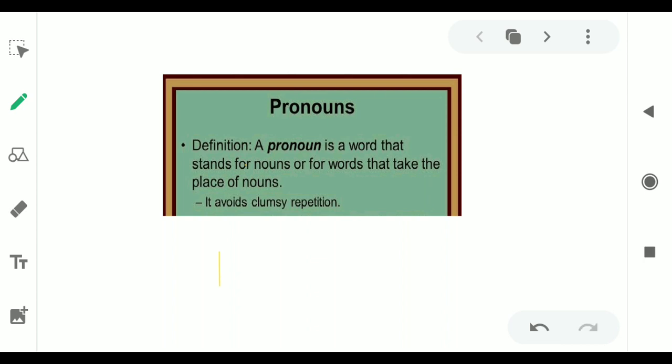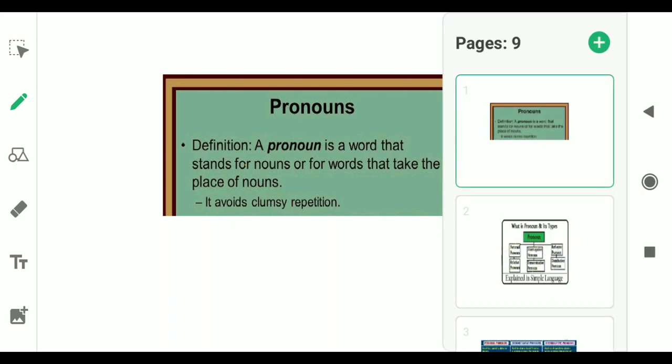So, I, we, he, she, it, they all are pronouns. Now, why is it used? It is used to avoid clumsy repetition, or you can say it is used to avoid repetition of a noun. If you do not use pronouns, your writing or speech would look more repetitive. So, to avoid the repetition, we use pronouns.